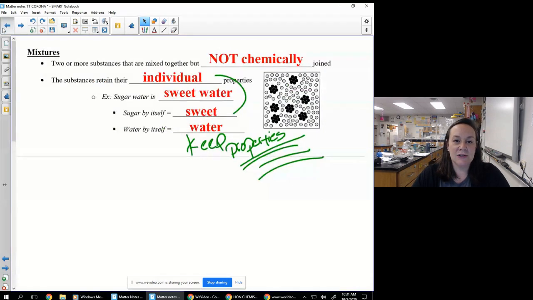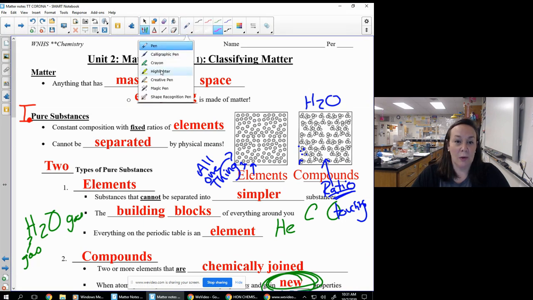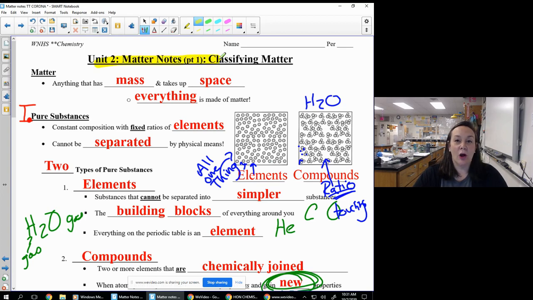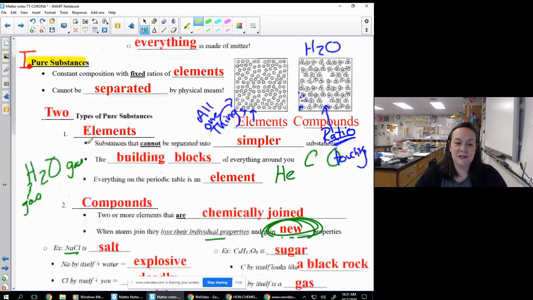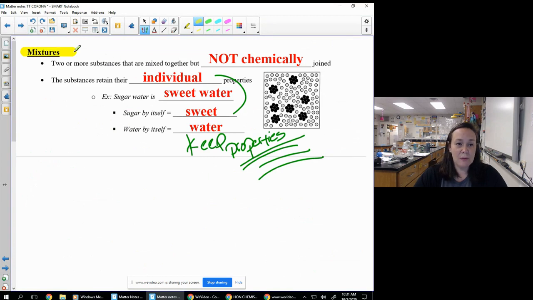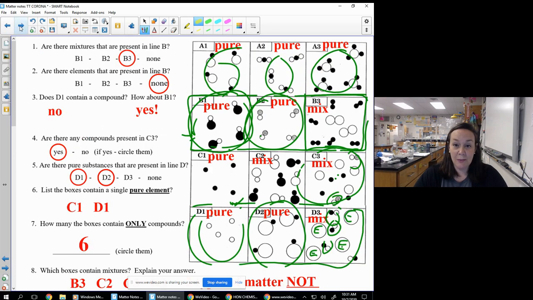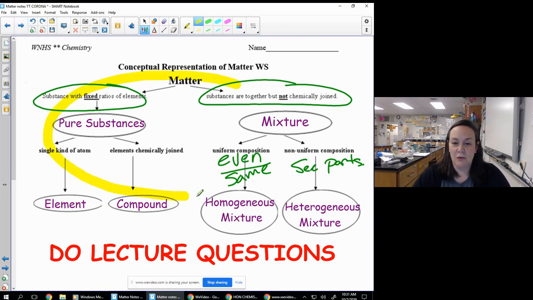So if you think back into your packet, matter notes 1 were all about matter and how to break it down, pure substances versus mixtures. The 2 types of pure substances are elements and compounds. In the mixtures, you had homogeneous and heterogeneous mixtures, and you will be able to see on the quiz there will be a set of microscopic pictures that you need to be able to pick out if it's an element, compound, or mixture.